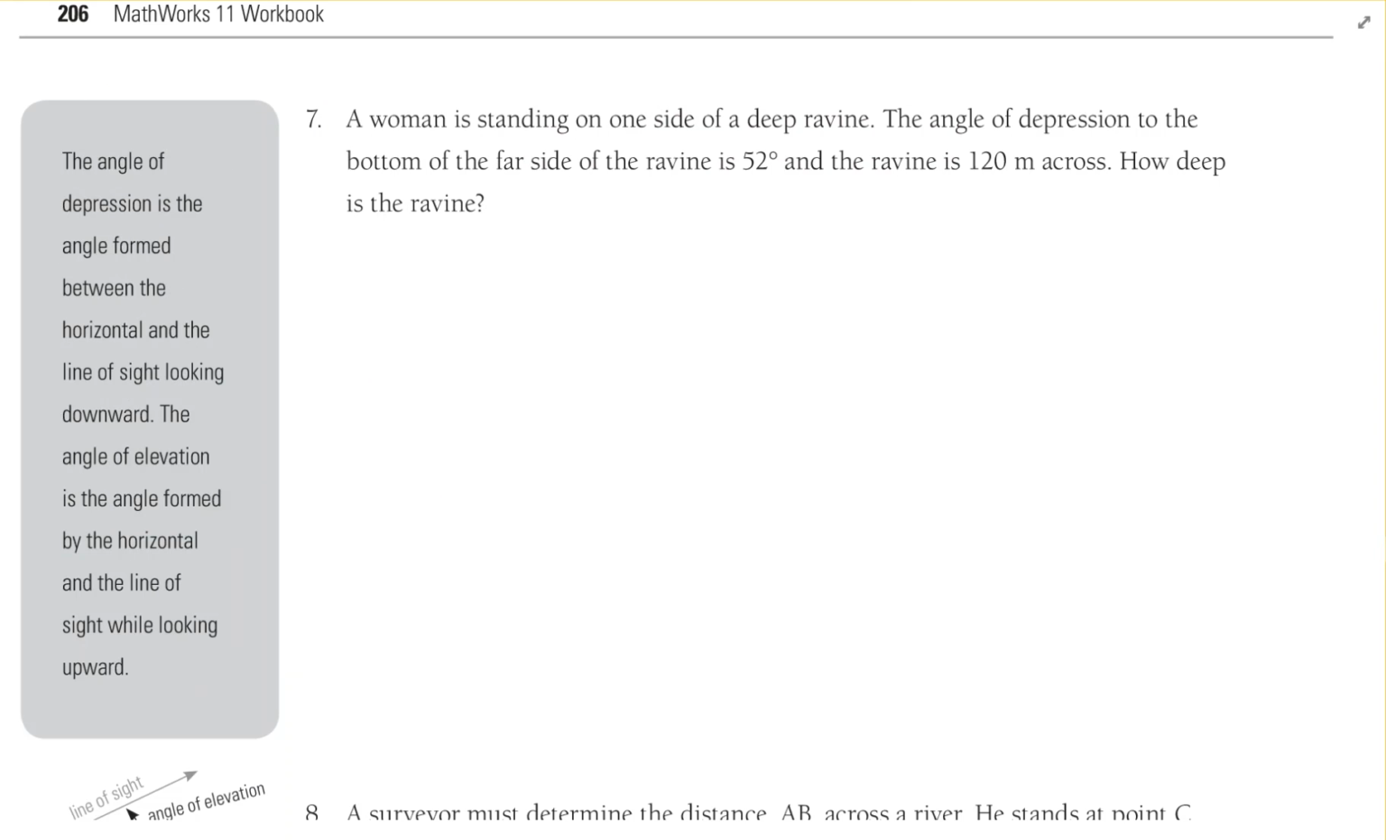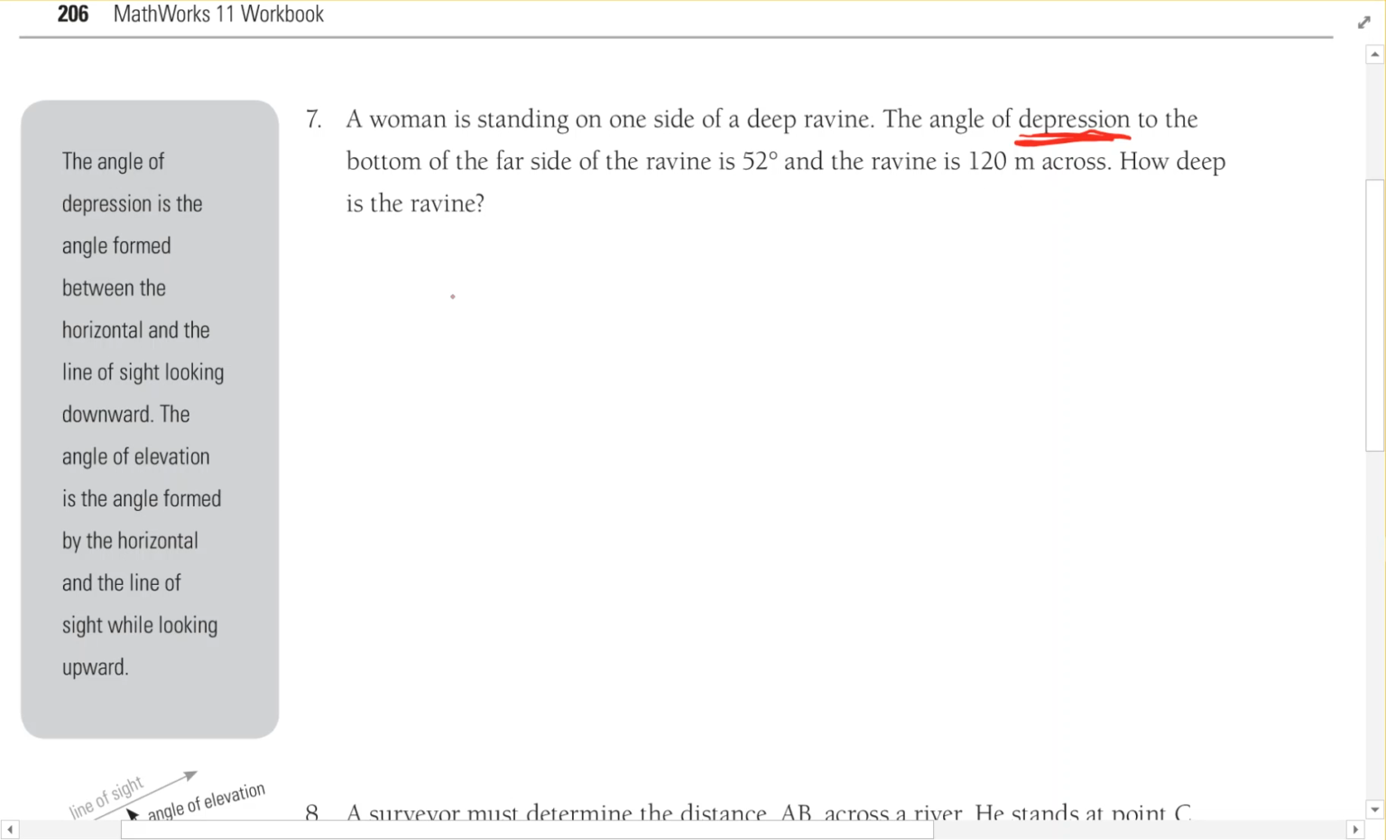Okay, so number 7. The problem is that we have to make our own pictures first. It says a woman is standing on one side of a deep ravine. The angle of depression, we haven't really talked about that yet, but we'll get to it, to the bottom of the far side of the ravine is 52 degrees, and the ravine is 120 meters across. How deep is the ravine?